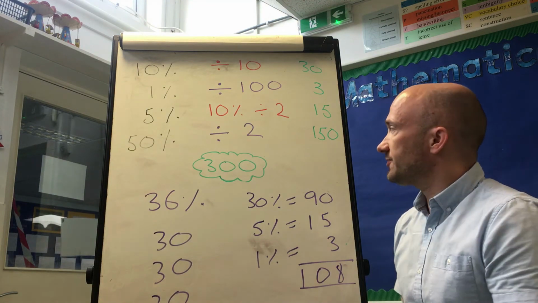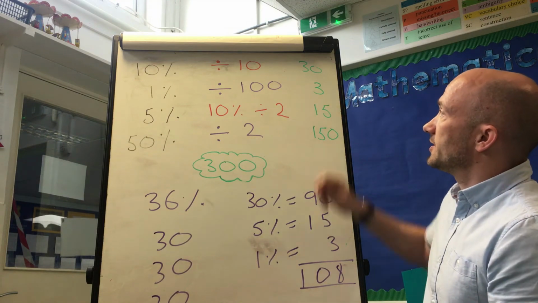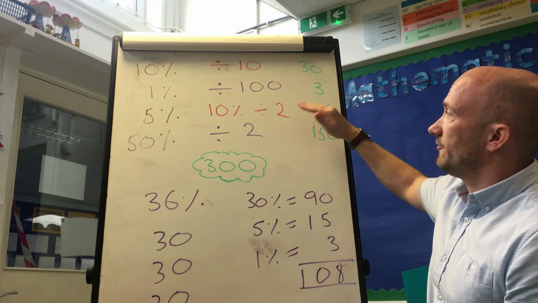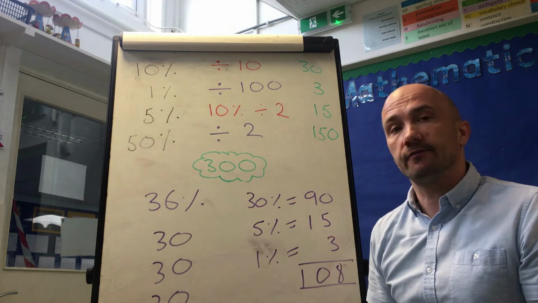Have a go yourself. Give yourself a different target number, maybe 200, and see if you can find 10%, 1%, 5%, and 50%. And then maybe see if you can find 36% as well.